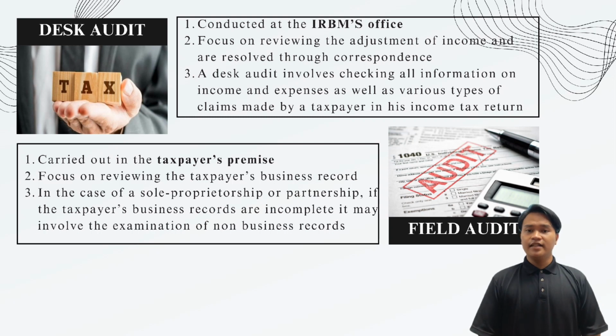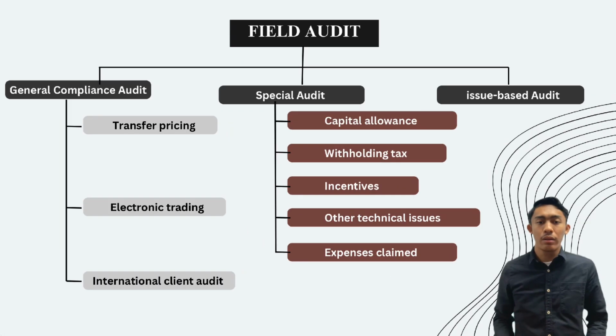Lastly, a desk audit involves checking all information on income and expenses, as well as various types of claims made by a taxpayer in his income tax return. While for field audit, in the case of sole proprietorship or partnership, if the taxpayer's business records are incomplete, it may involve the examination of non-business records.